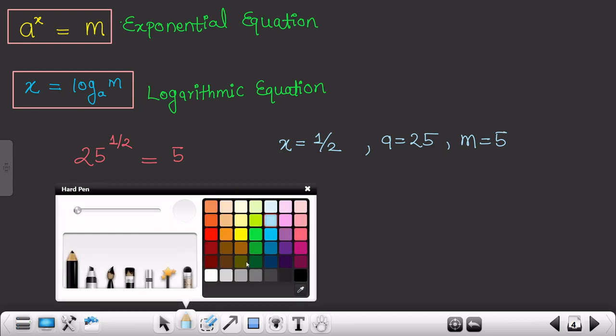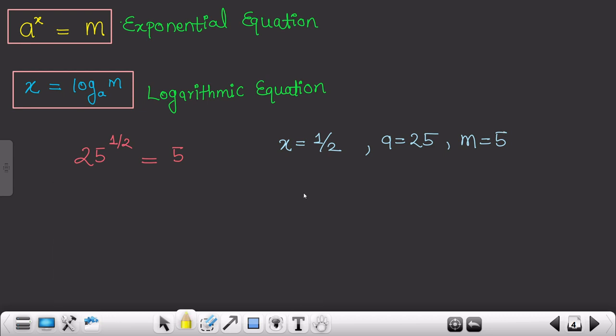So what we can do is this: half is equal to log 5 to the base 25. Just a second, I will write, it is looking very complicated.